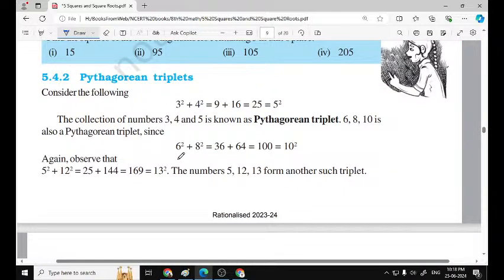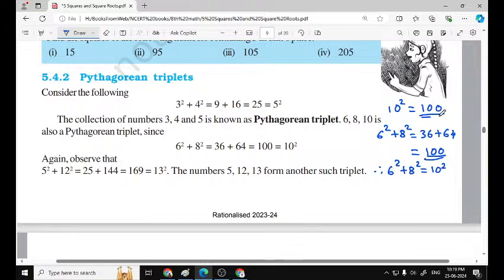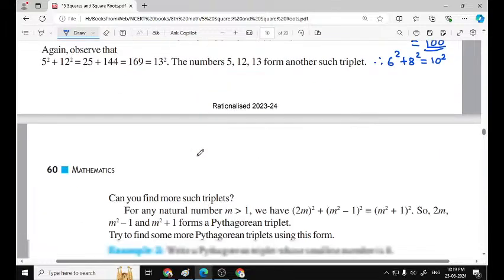Pythagorean triplet. For a given triplet, if the square of the bigger number, here for 6, 8, 10, 10 is the bigger number, its square is 100. Let us find the sum of squares of the remaining two numbers. Therefore we can write 6 square plus 8 square is equal to 10 square. Therefore 6, 8 and 10 is a Pythagorean triplet.